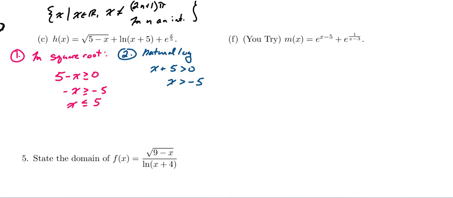So now I can go ahead and give the domain of h. Let's do that. The domain of h, and I'll do that in interval notation, would be: we need x to be greater than -5, and we need x to be less than or equal to +5. So our domain would be from -5 to 5.